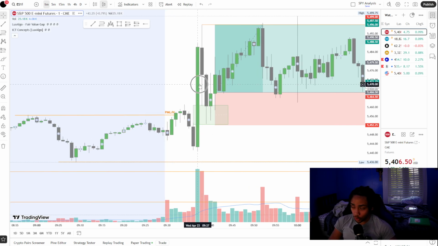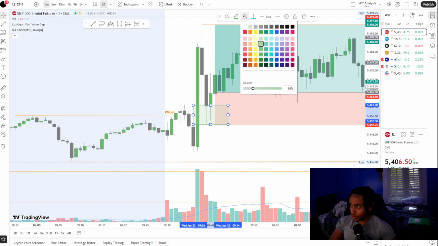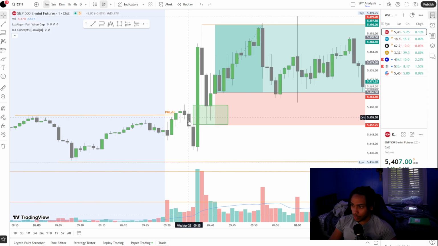I didn't even check news today. This was a crazy candle. This fair value gap forms right here. How do I make this fair value gap more present? This thing looks mad faded. Okay, yeah, maybe this is probably better, right? Okay, boom. You see this fair value gap form?